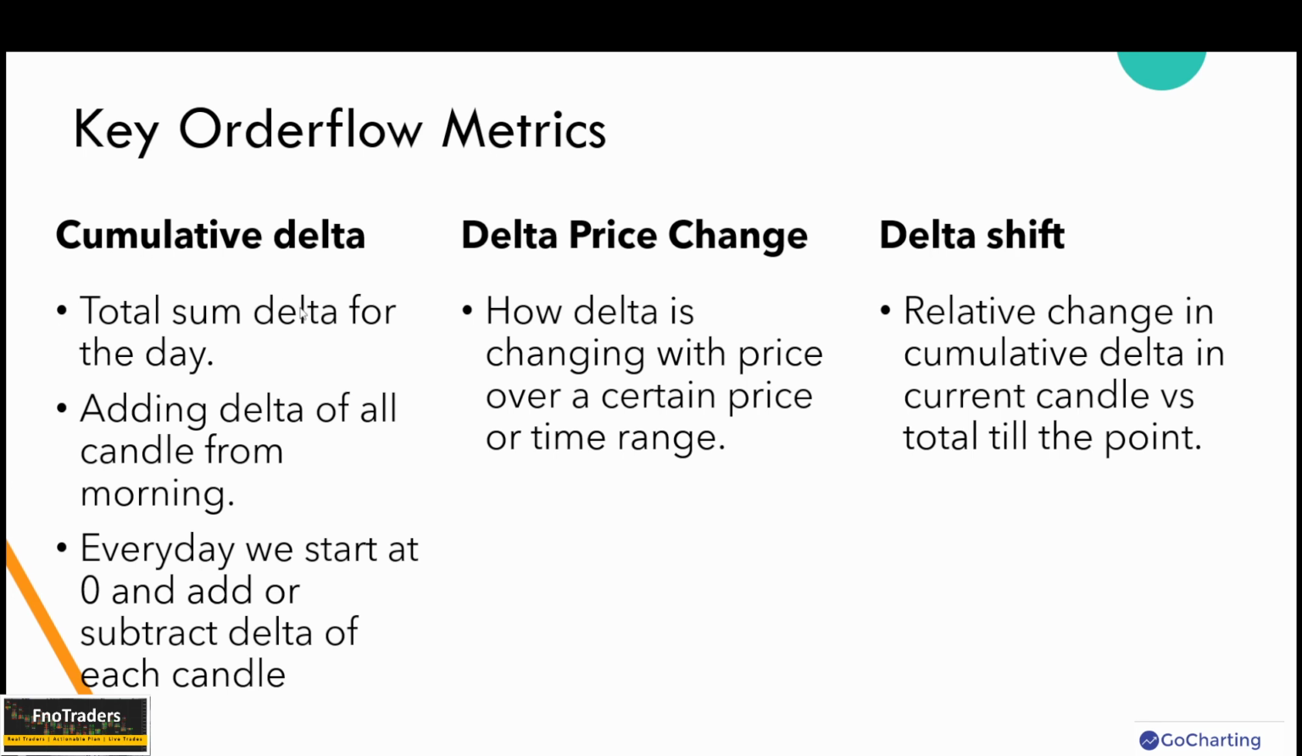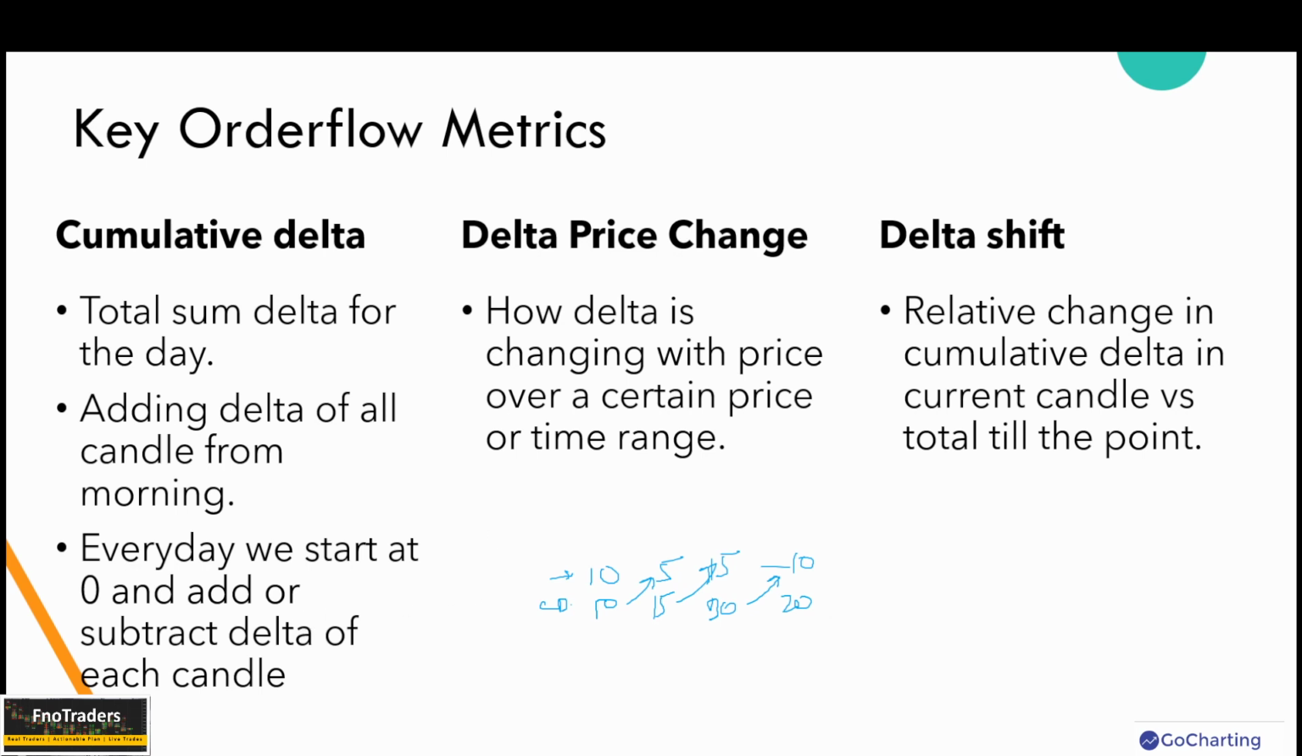Cumulative delta is the total sum of delta for the day. So it just adds the delta for each candle. Every day we start at zero. Think of it this way. Let's say the first candle delta is 10, next candle delta is 5, third candle delta is 15, and next candle delta is minus 10. So your cumulative delta at the end of the first candle is 10, at the end of the next candle is 10 plus 5, 15, at the end of this candle is 15 plus 15, 30, at the end of this candle is 30 minus 10, 20. So this is per candle delta and this is cumulative delta. Cumulative delta tells me whether the overall market has more buyers or sellers. That is cumulative delta for me.